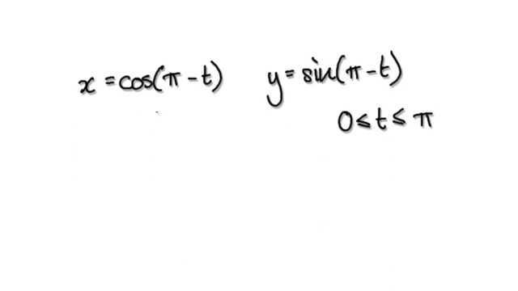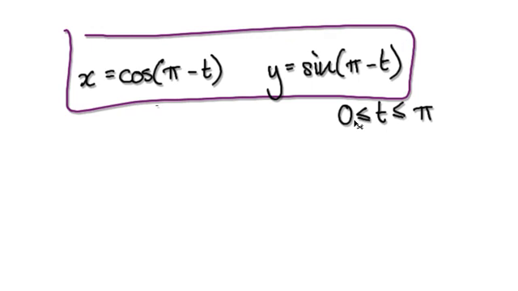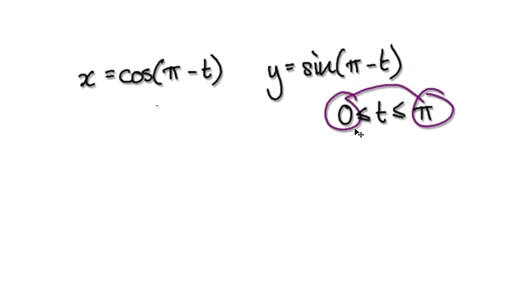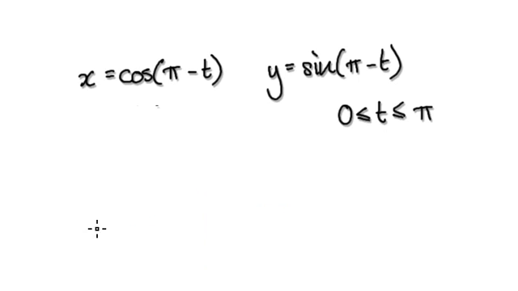Okay, let's give you guys some more practice. So come up with the Cartesian equation from these parametric equations from 0 to pi, and also draw the diagram and also the path as well, the direction of the path. So press pause and have a go.